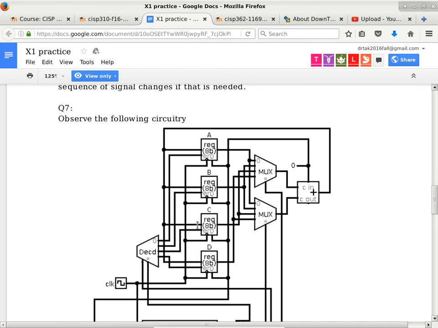No, the enable is only used for changing the register. The register is always outputting something. The output is constant. It's the input that changes with the enable. Yep, exactly. If you enable, you're changing. If enable is off, it stays the same, but the output still goes. The multiplexer has select inputs. In that case, you figure out which registers will be added. Okay, correct. I got it.